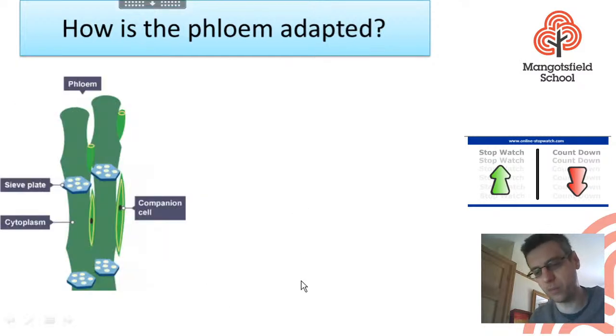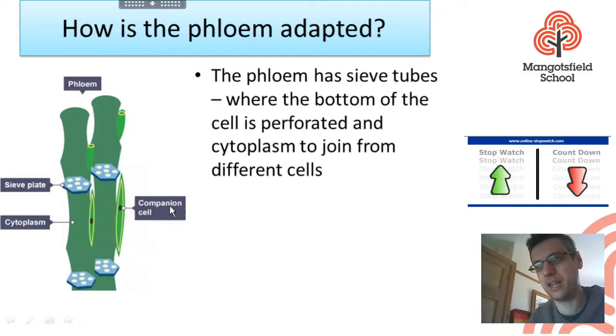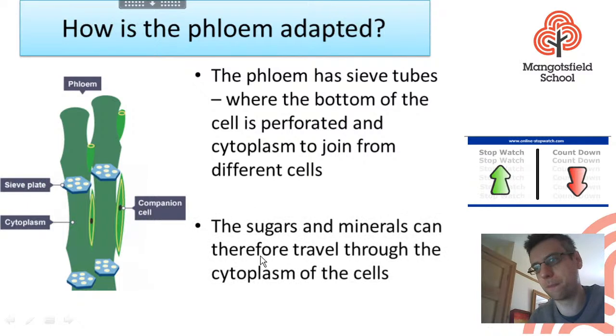Now, the phloem has a different shape to it. It has what are called sieve plates, places where the cells have more holes in, and that can help it to transport the sugar and nutrients through the holes.